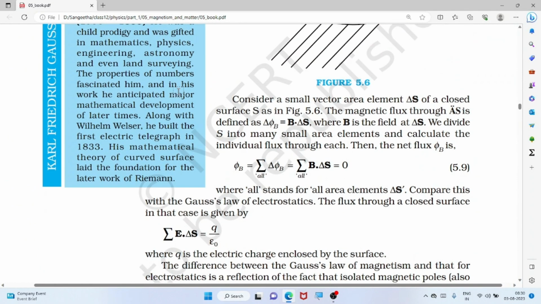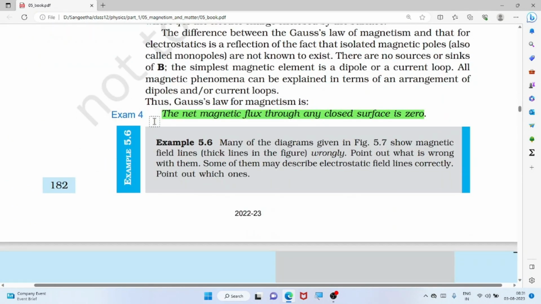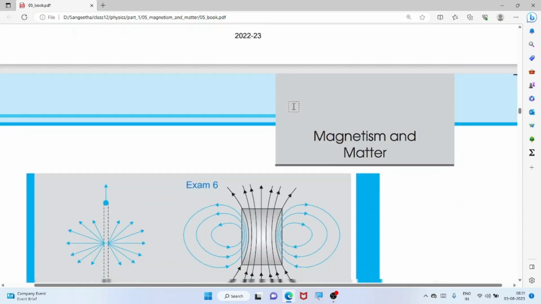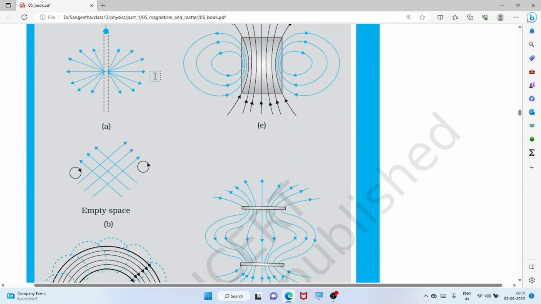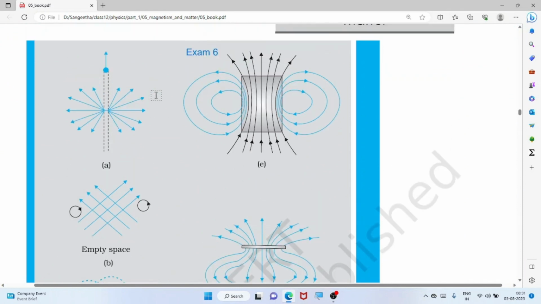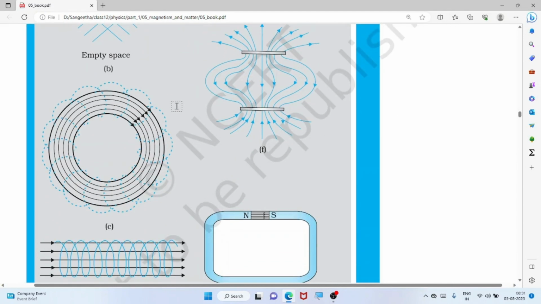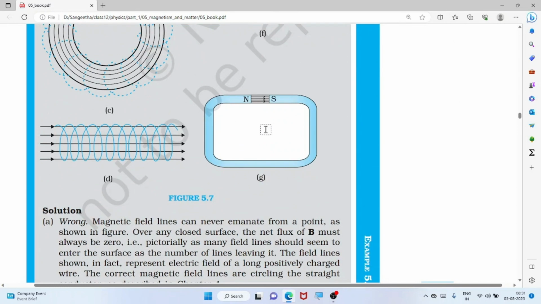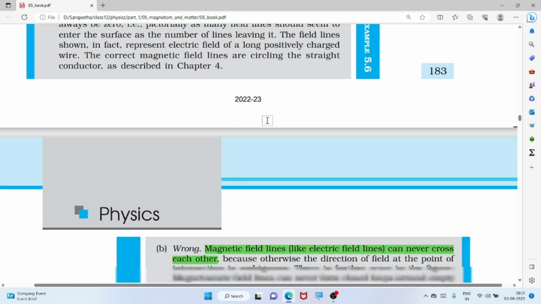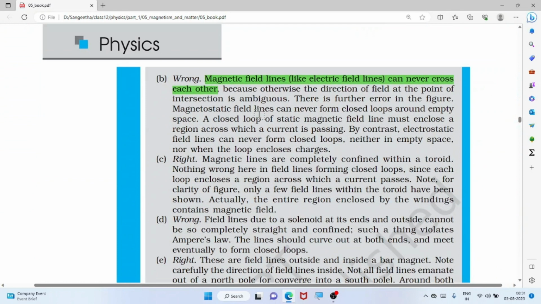Magnetism and Gauss's law. It says that the net magnetic flux through any closed surface is 0. These are the various diagrams. You have to find out what is wrong with them, if something is wrong. See, the field lines never cross here, so this is wrong. Field lines never cross each other.